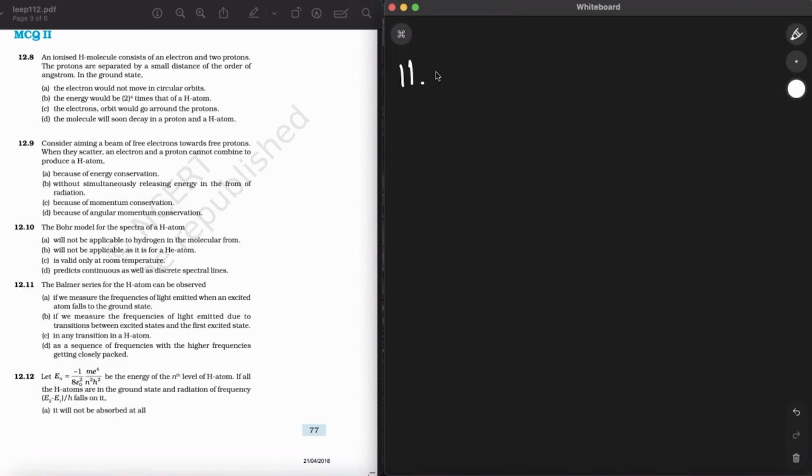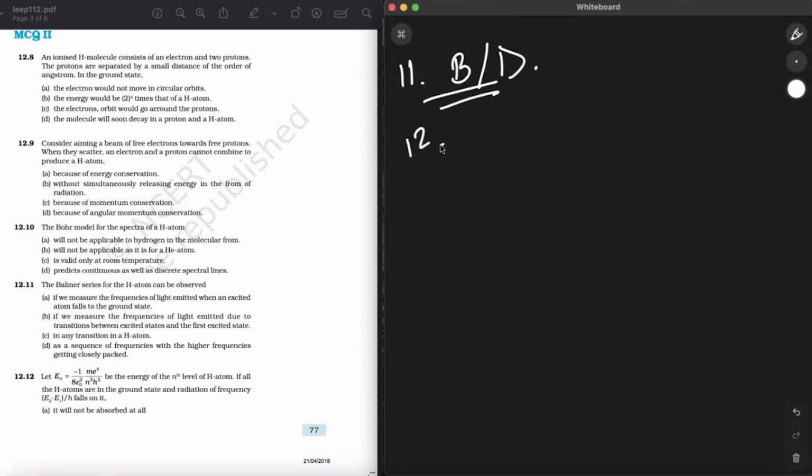Option C is any transition in an H atom. No, this is not correct. Option D is a sequence of frequencies with the higher frequencies getting closely packed. This statement is correct. So the correct options are option B and D for this question.